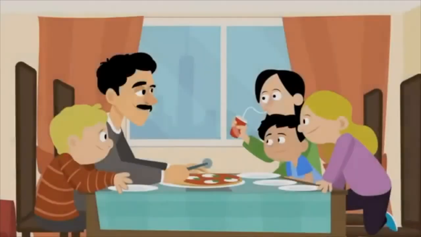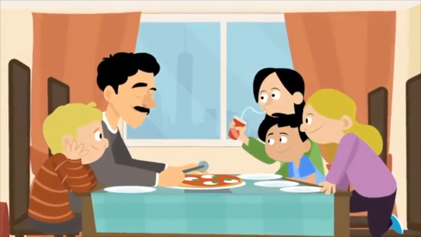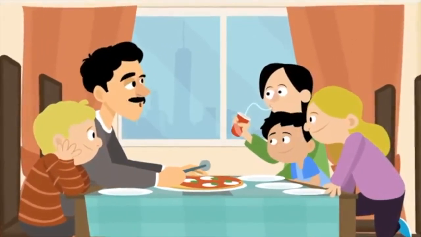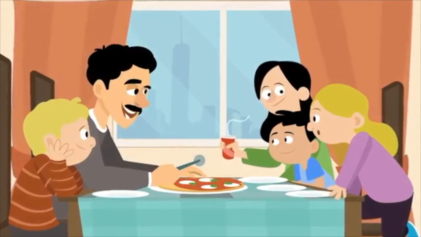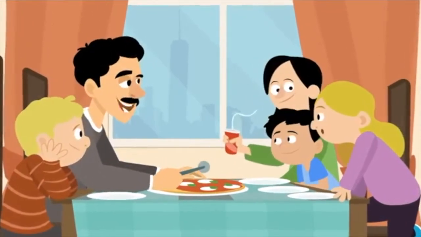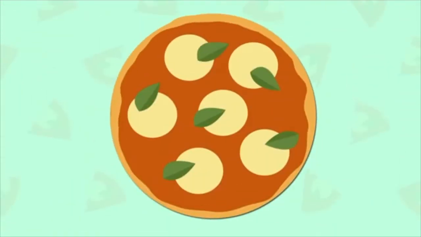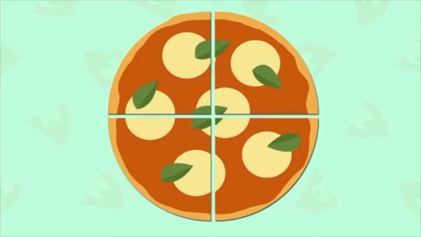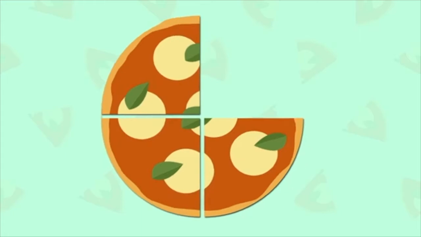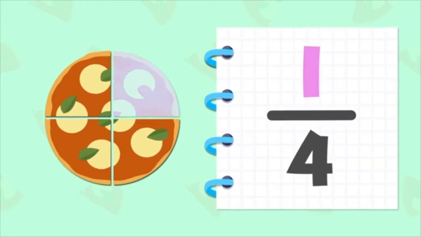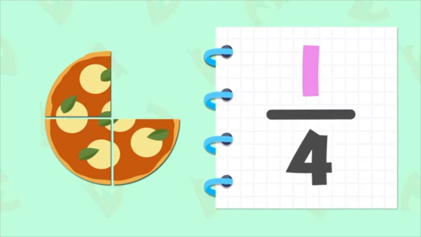The first pizza was delicious. Let's try the second one. Anna, did you know that if we divide an object into equal parts, we would also have fractions? This pizza, for example, if we divided it in 4 equal parts and ate 1 of them, we would have eaten 1/4 of the pizza. The rest stays in the box.